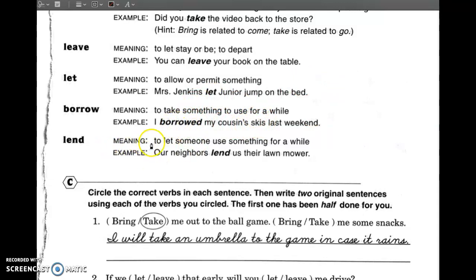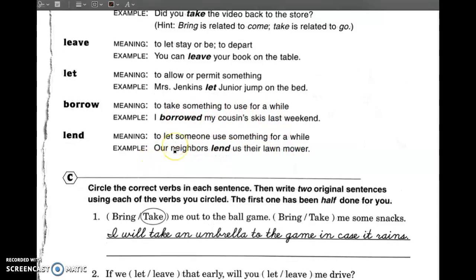The next one is lend, again, and it means to let someone use something for a while. Our neighbors lend us their mower. We borrow our neighbor's mower. We are borrowing it to use for a while, but our neighbors are the ones that are lending their mower to us to use.